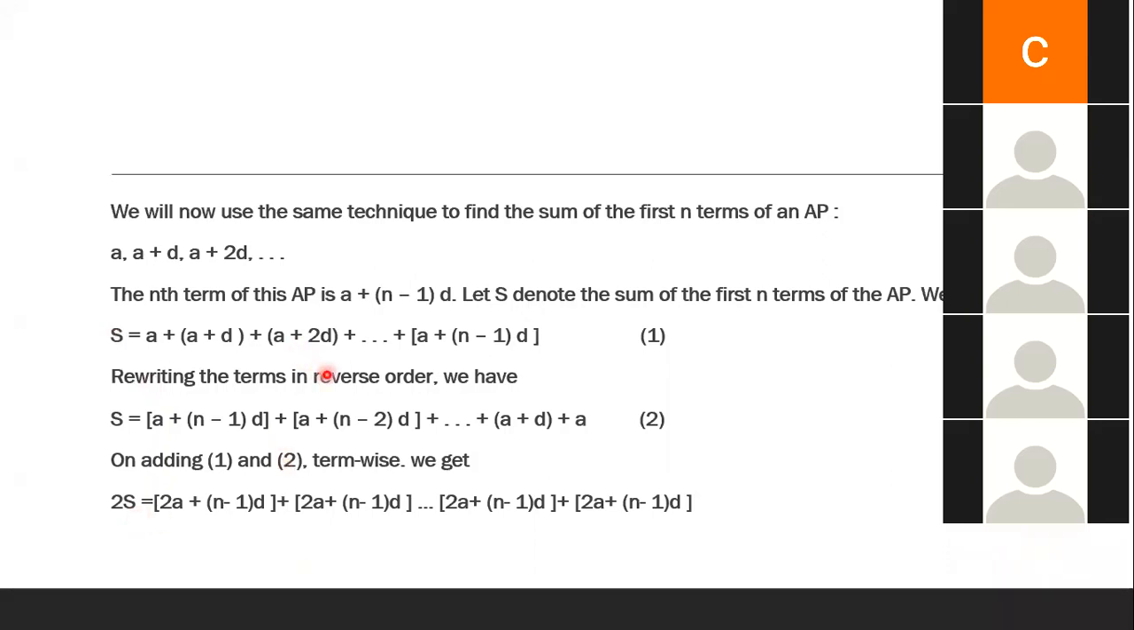Any doubt, children? If I add everything, A plus n minus 1 into D plus A gives 2A, so 2A plus n minus 1 into D. Everywhere we are getting 2A plus n minus 1 into D as we keep on adding. Any doubts, children, in this one?